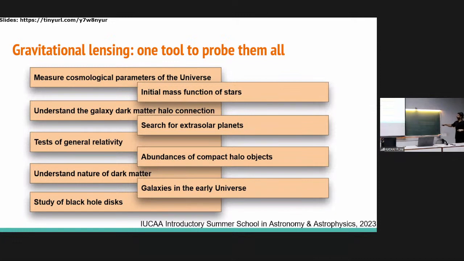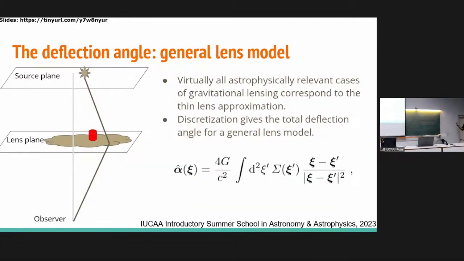You can look at galaxies in the early universe, again, something that Fritz had told you. And then you can study black hole disks as well. Okay? So the accretion disks of black holes, what are their sizes? Many of these things can be done with gravitational lensing. So let's try to learn about it and a little bit more of the mathematics behind it.